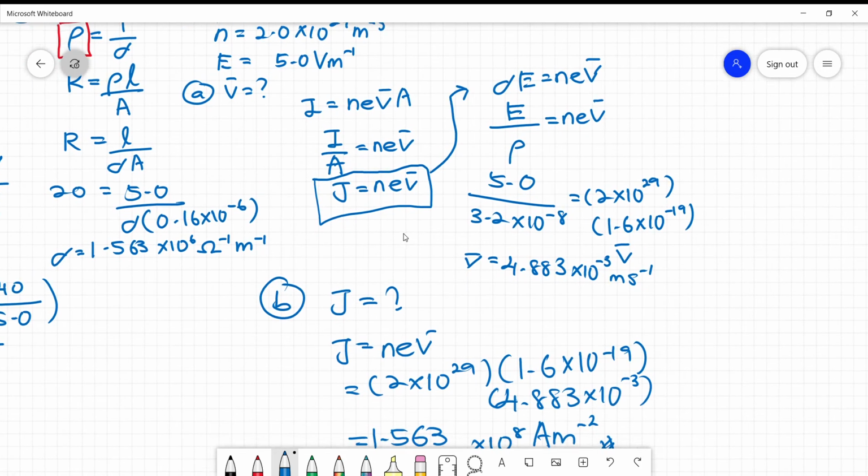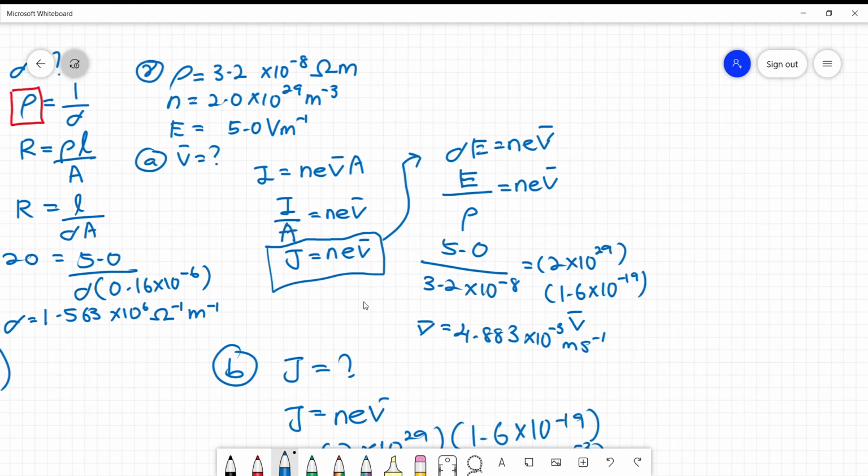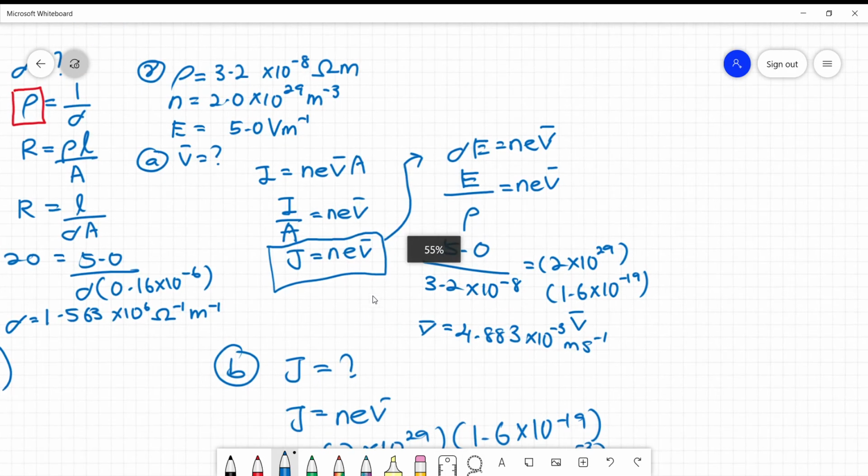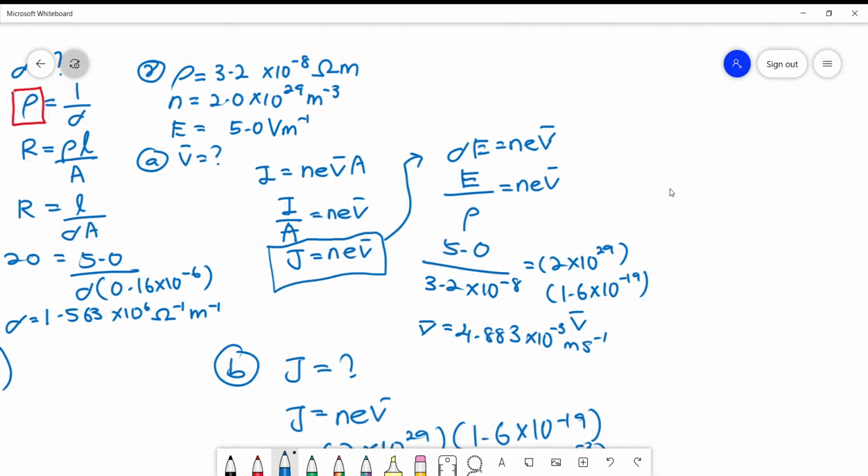What we need to do is understand the question and find out which formula is applicable. So we have done the examples for the formula J equals sigma E.